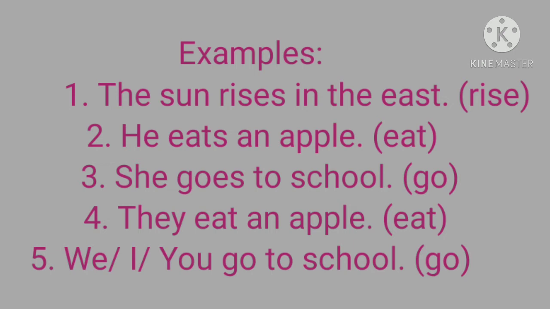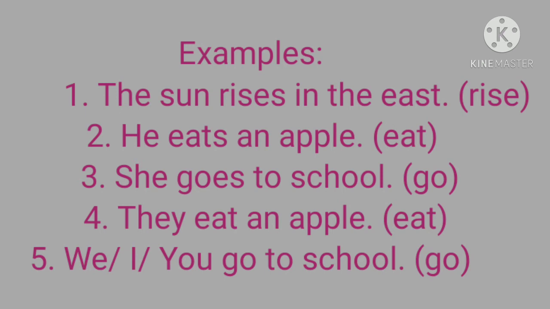Now see the fourth one. They eat an apple, and your root verb is eat. So here the same root verb is written in the sentence to agree with the subject. So what do you understand? That when your subject is plural, we write the same root verb in the sentence. We do not add any s or es to it. Now the fifth one, we. Again, we is plural, and the root verb is go. So again with the plural subject, we write go to school.